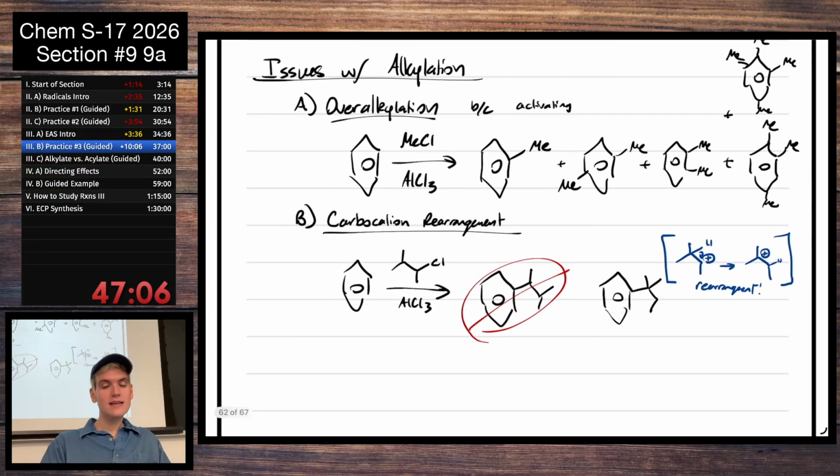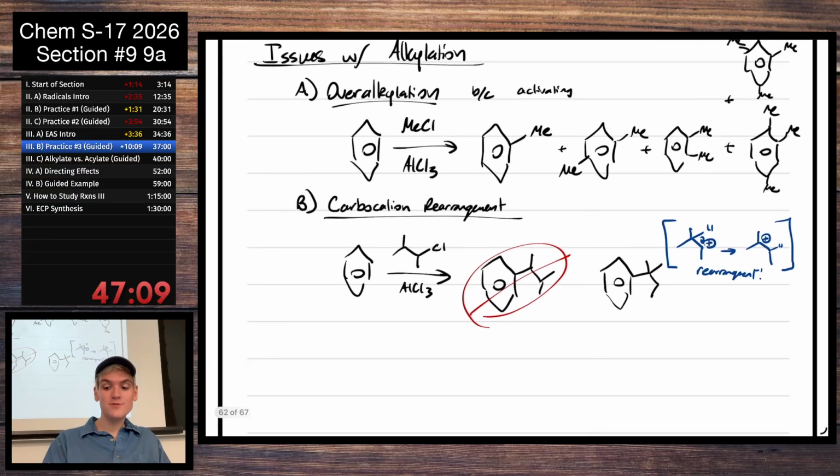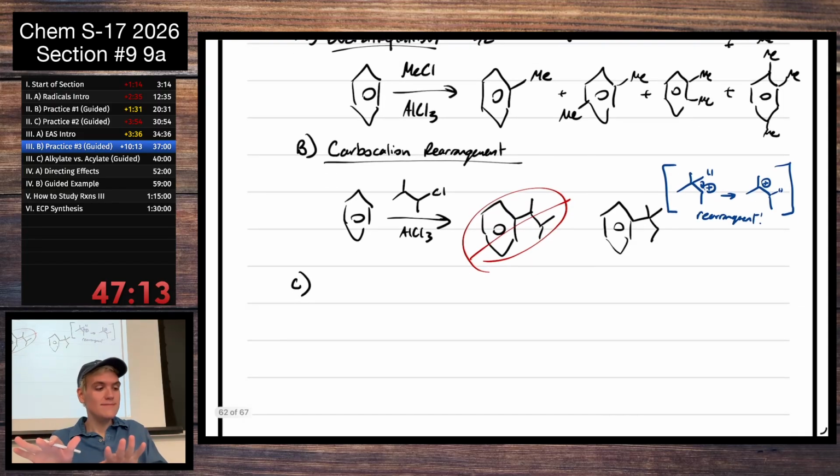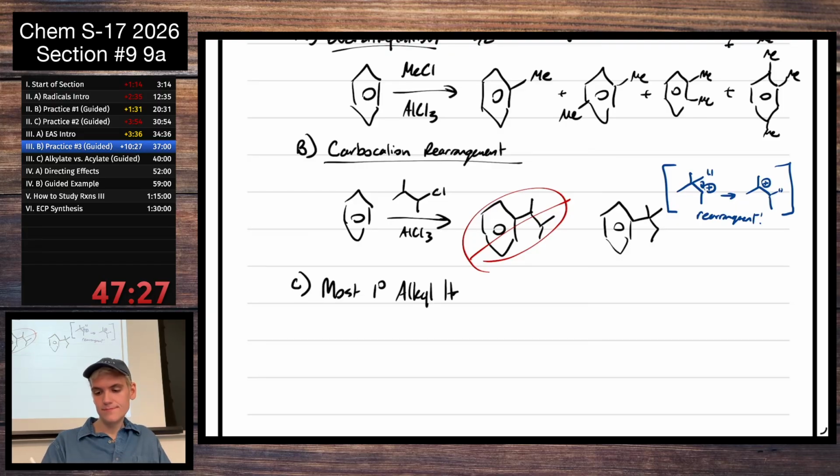Okay, so these are a couple of issues with alkylation, but I'm going to introduce one more issue that Logan didn't talk about, and I'm just going to briefly say it, not doing a ton of it. Basically, it's this idea that most primary alkyl halides can't effectively be used.